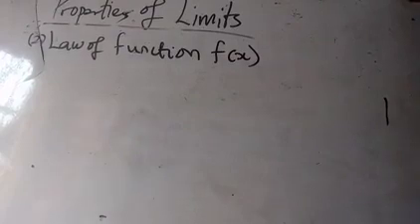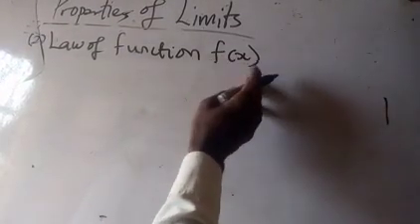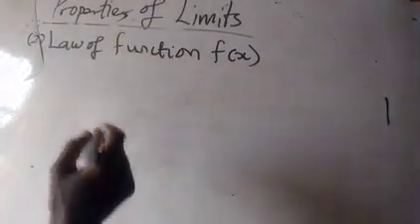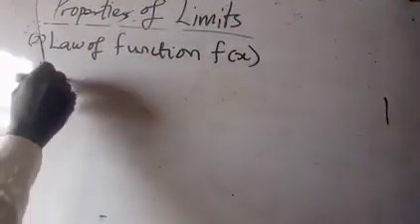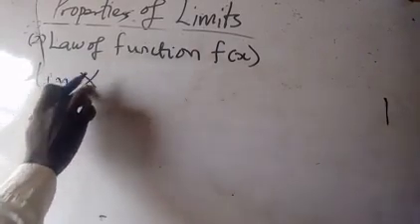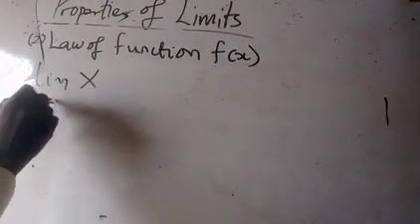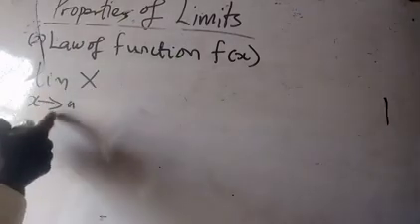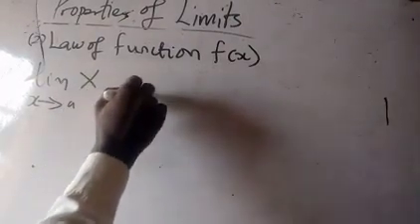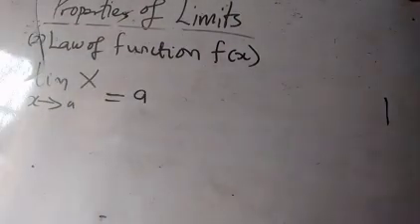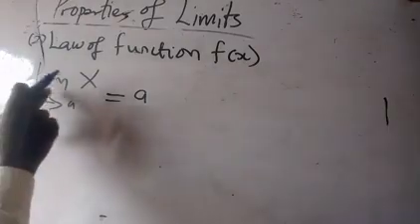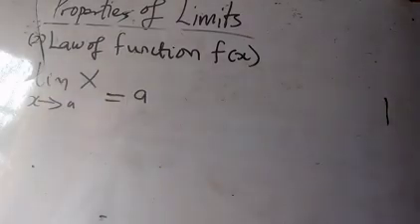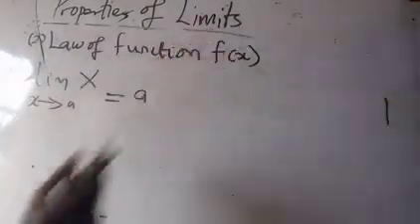Now the law of function f of x. We can ask, what is the limit of x when x gets close to a? The limit of x when x gets to a is a. You will understand, don't worry. The limit of x when x gets to a is a, because we are dealing with the law of function.